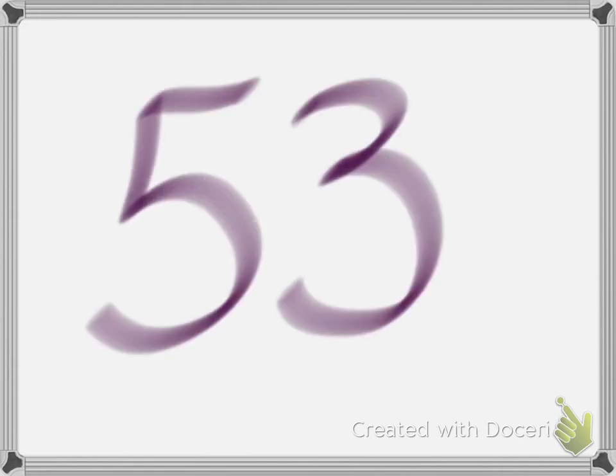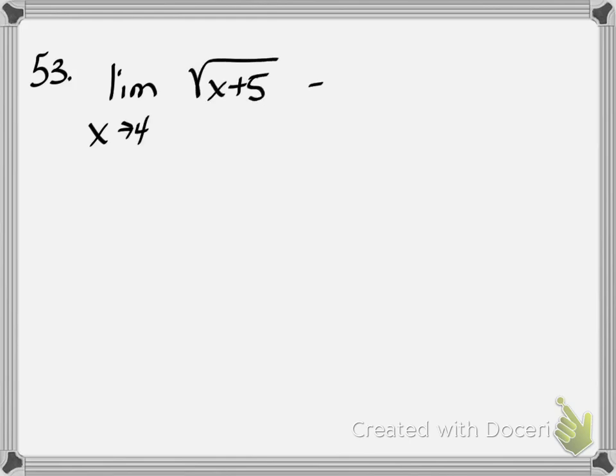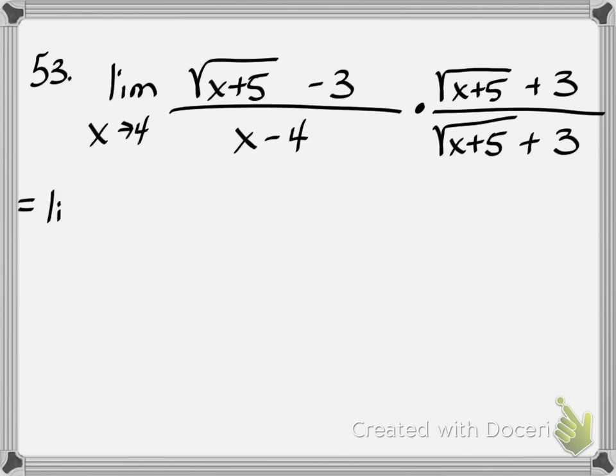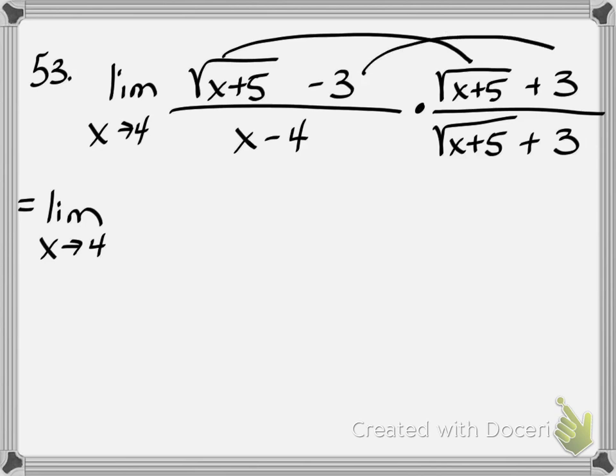53. The limit as x approaches 4 of square root of x plus 5 minus 3 over x minus 4. Can't just plug a 4 in because you get division by 0. So we're going to multiply by the conjugate of the top. Most of the time these conjugate ones seem to have a square root with them. Alright, and when you multiply the conjugate, we'll just do first minus last.